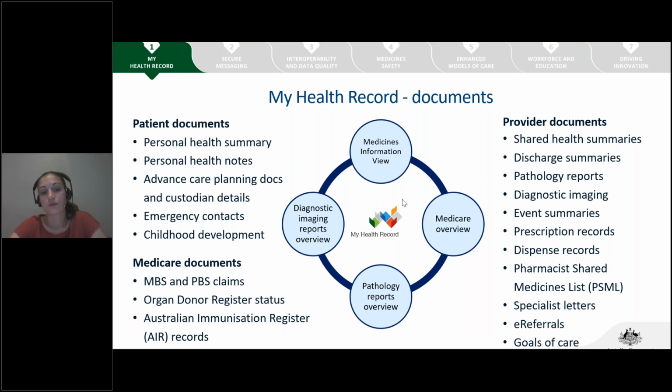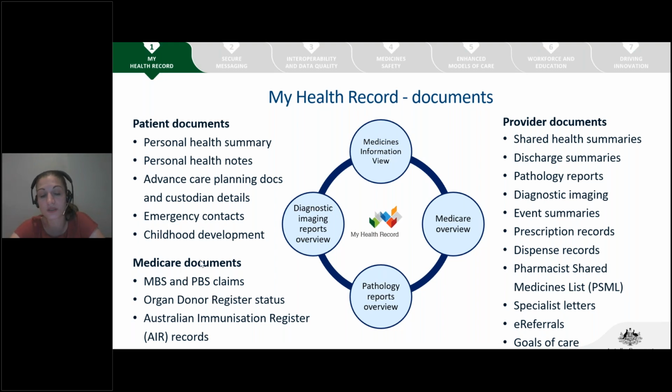So in the My Health Record system, there are three main types of documents that you can find. As I said, there are patient documents that patients themselves can add to their records. So it's things like their personal health notes, advanced care planning documents, emergency contacts, and things like that. They can add their own allergy information, for example. And that's fairly straightforward. They jump onto myGov and to the consumer portal where they can add this information in if they like. Other information also comes from Medicare.